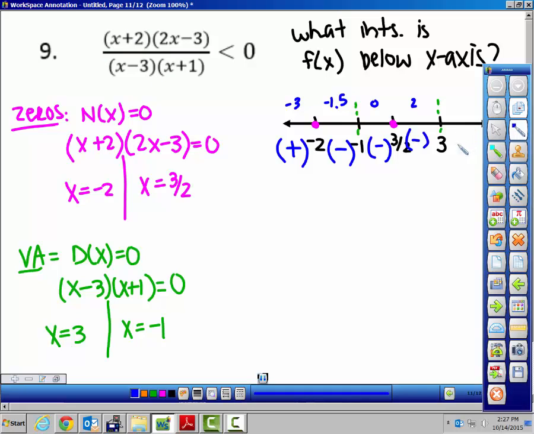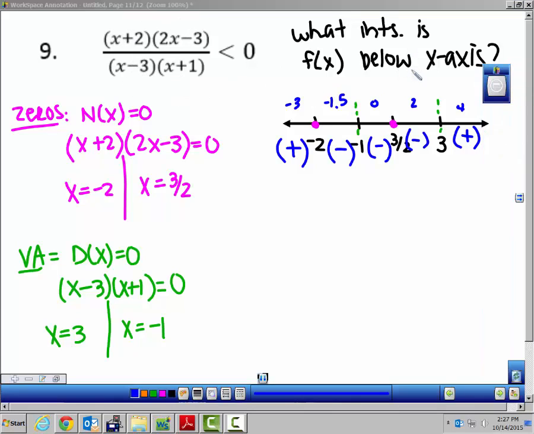All right, and then a value greater than 3. So greater than 3 would be, we could check 4. So that would be positive, positive, positive, positive. So positive over a positive is a positive. So now we can answer this question on which of these intervals is the graph below the x-axis. Where is it negative? It's negative on all of these intervals.